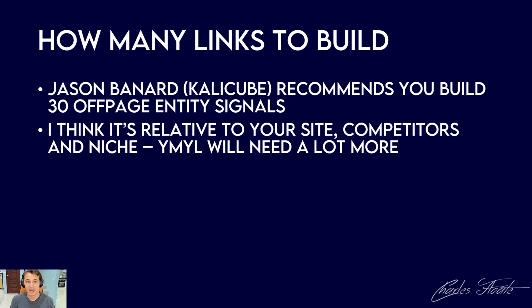Well, Jason Barnard of Kalicube, who is in my opinion one of the leading experts in the world on knowledge graphs and entities in Google, he literally wrote the book on entities for Google. He recommends that you build around 30 off-page entity signals per website or per person, just to make sure that it reinforces that within Google. And I think that is a pretty good figure. However, I also think that it's very relative to your website, your competitors, and your niche. For example, things like Wine Royale are going to need a hell of a lot more than maybe a local construction company or things like that.